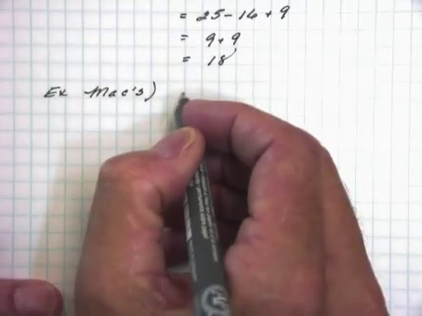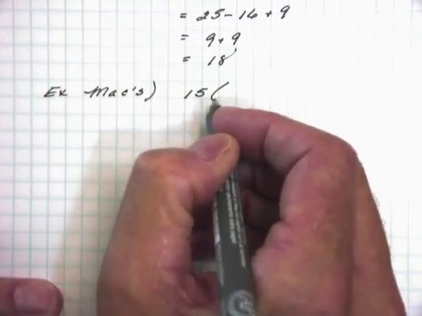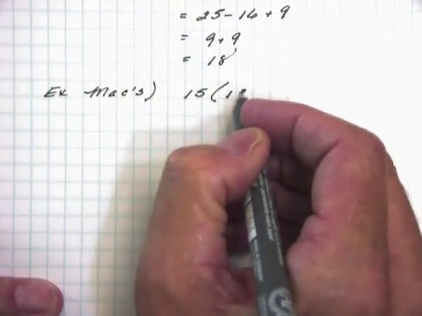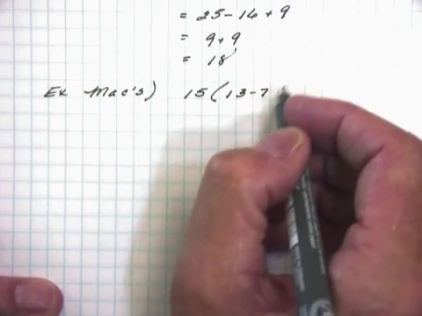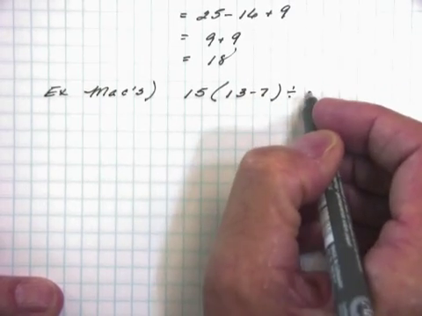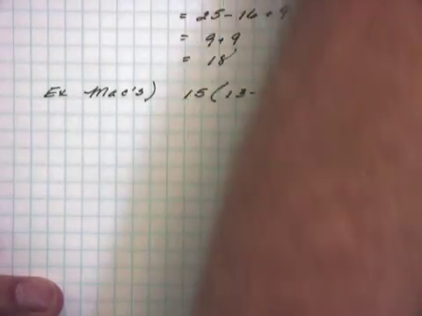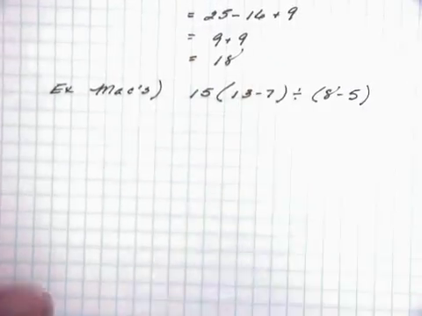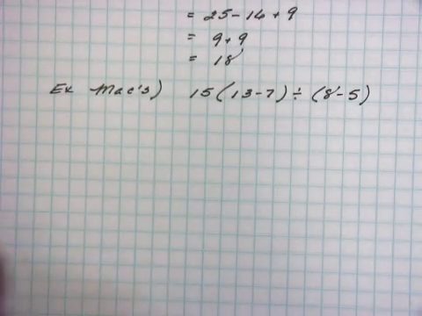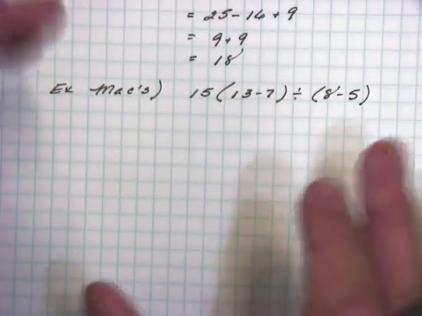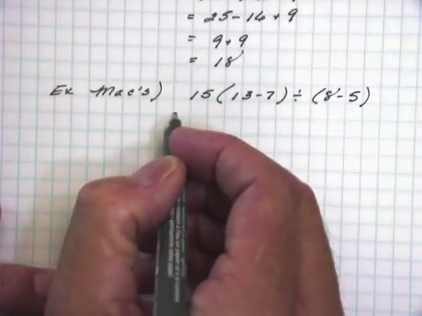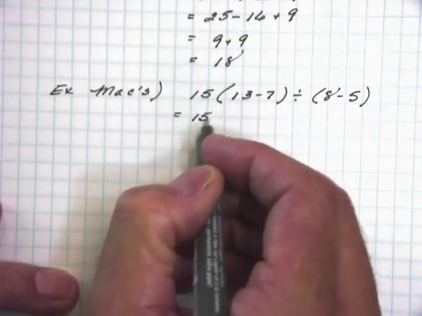Okay, let's do another one. This is example max. Okay, have you figured out the category yet? So here's the problem, or the expression. It's 15 parenthesis 13 minus 7 divided by parenthesis 8 minus 5. Okay?